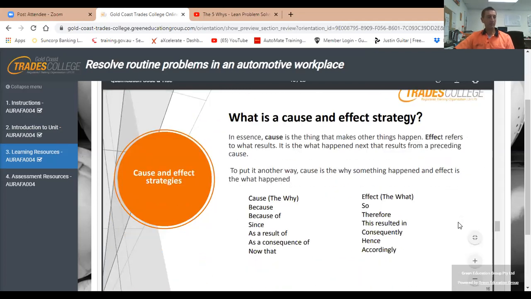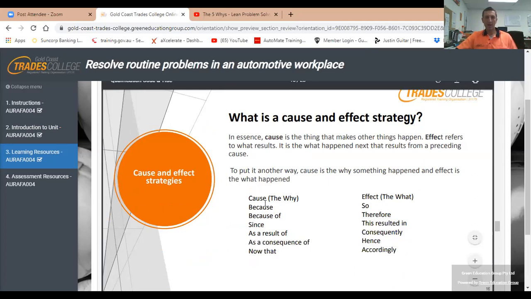So on to the next one, cause and effect strategy. In essence, the cause is the thing that makes other things happen, and the effect refers to what results. It is the what happened next that results from a preceding cause. To put it another way, the cause is the why something happened and the effect is what happened.